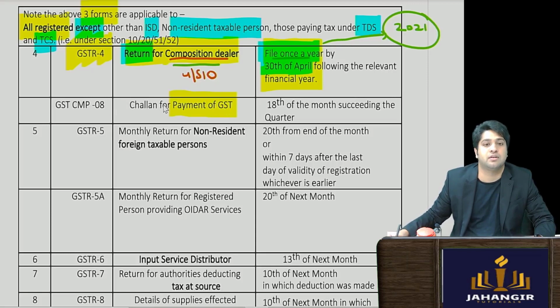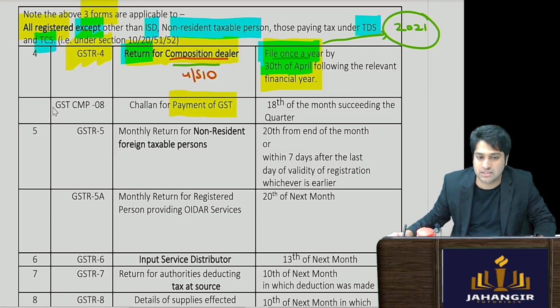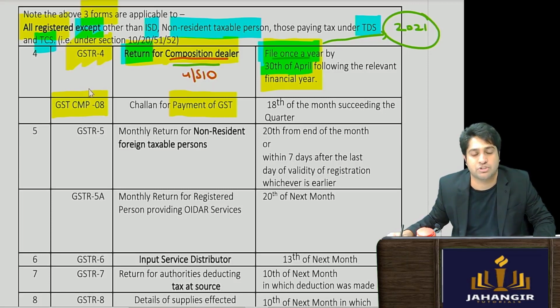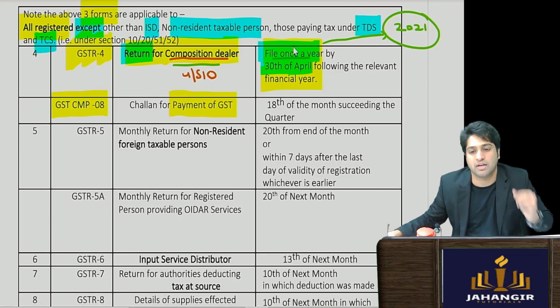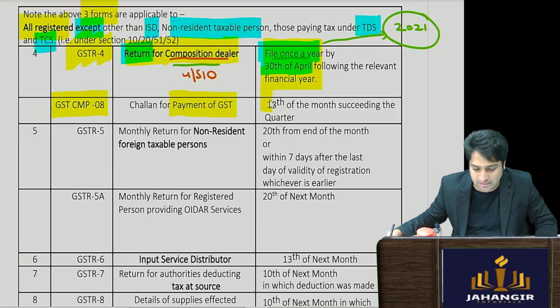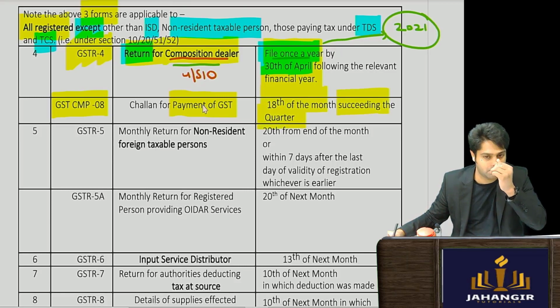So the challan for composition dealers is your GST CMP 08. CMP is for composition dealers. They have to make quarterly payments. So by the 18th of the month succeeding the following quarter, they need to make the payments.